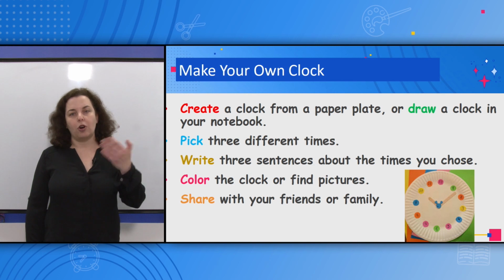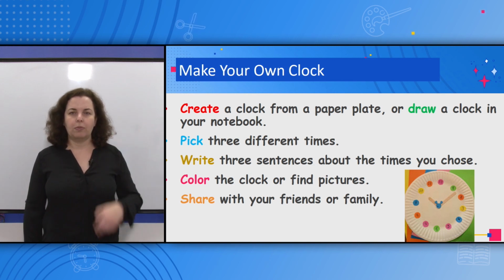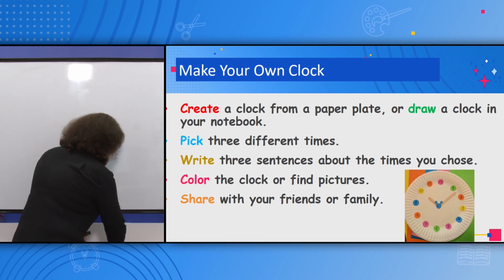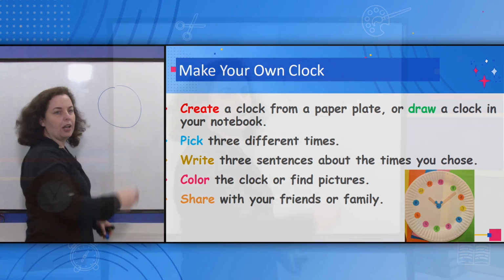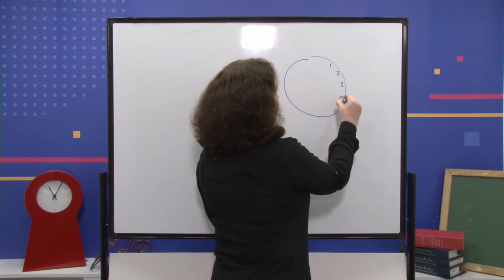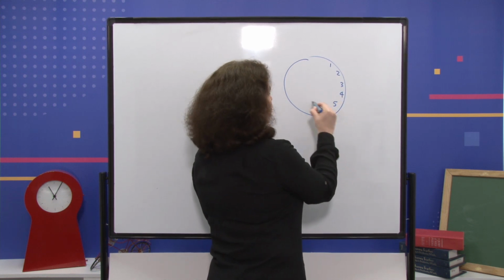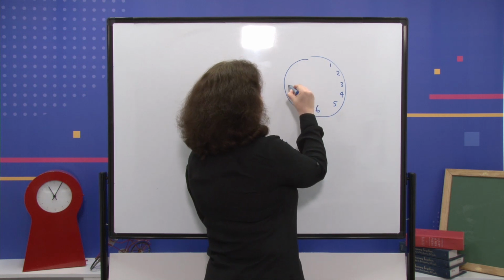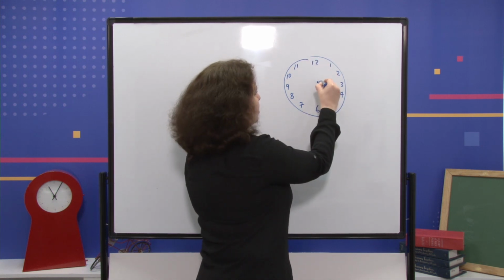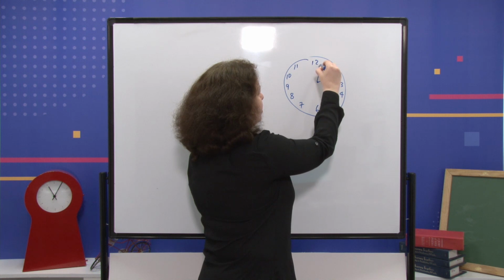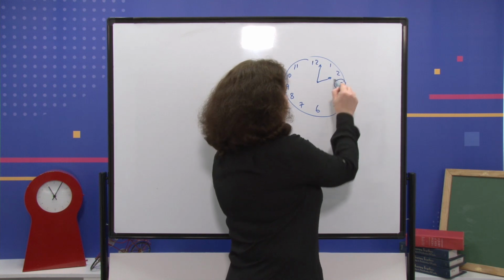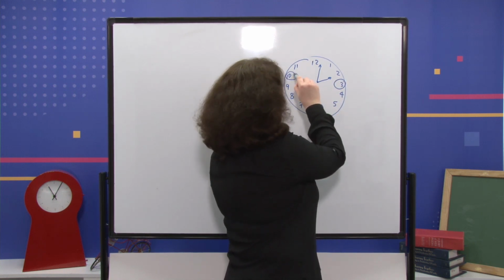Either create a clock from a paper plate, take a plate at home, or draw a clock in your notebook, something like this. Draw a clock, okay? Pick 3 different times. This is 1, 2, 3, 4, 5, 6, 7, 8, 9, 10, 11, 12. The small handle is on 2, the long handle is on 12. It's 2 o'clock on my clock. So I will pick 3 o'clock, 6 o'clock, and 10 o'clock.